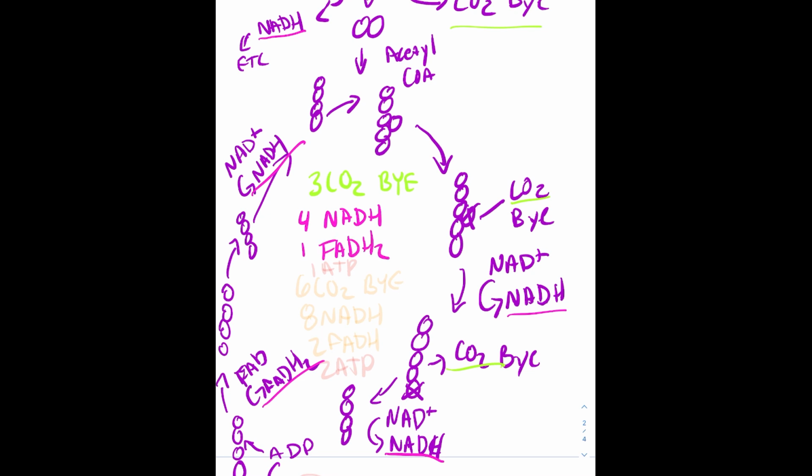But in reality, since we did this twice, we're actually going to have 6 carbons leave, 8 NADHs, and 2 FADH2. And we also have 2 ATPs made. I forgot to add the ATP. So 1 got made there. So we have 2 ATPs.